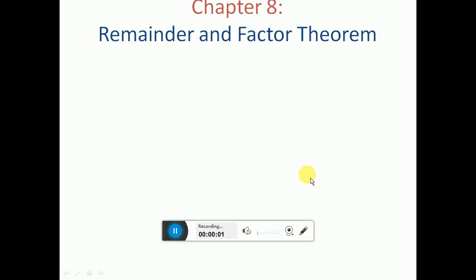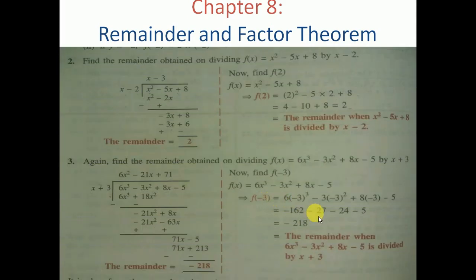Dear students, today we will study a simple chapter, that is, the remainder and factor theorem. In this chapter, usually we get one question, a very simple question. Before going to this chapter, let us see what exactly this chapter wants to explain.